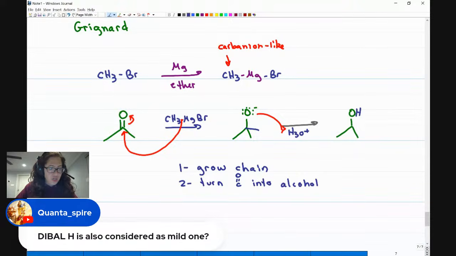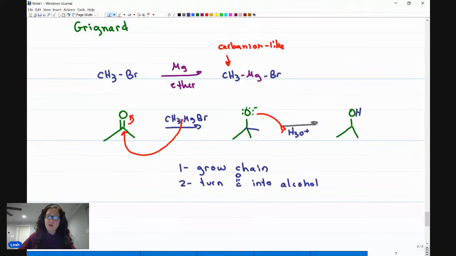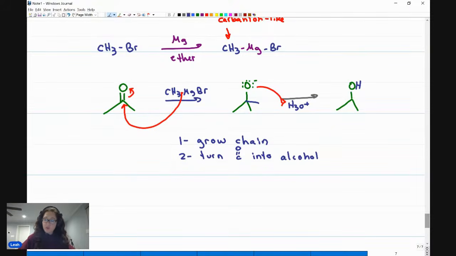We have a question on the last one. DIBAL is also considered mild. Yes. So DIBAL, when you have your carboxylic acid derivatives, you're going to learn a lot more about the difference between reducing reagents, and that's typically where DIBAL will show up. So going back to here, the Grignard is used to grow the carbon chain.